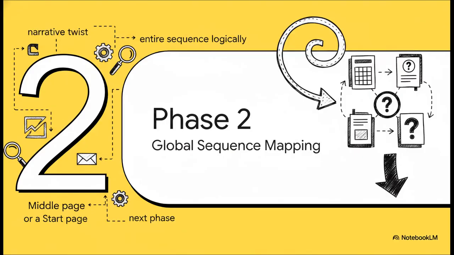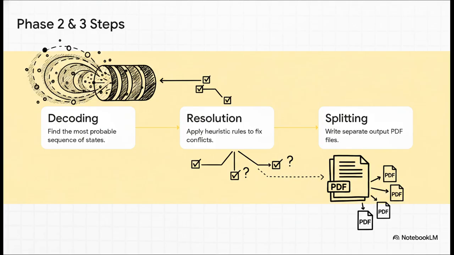Phase 2. Global sequence mapping. Evaluating pages individually just isn't enough. We need to evaluate the entire sequence logically. Think about it. If you look at a table of numbers on a single page, is it a middle page or a start page? Locally, it can be entirely ambiguous. To solve this, we take those independent probabilities from step 4 and run them through a sequence decoder before we finally validate and split the files in steps 6 and 7.